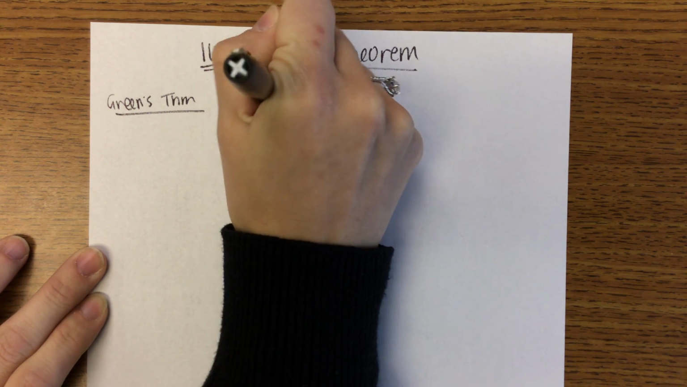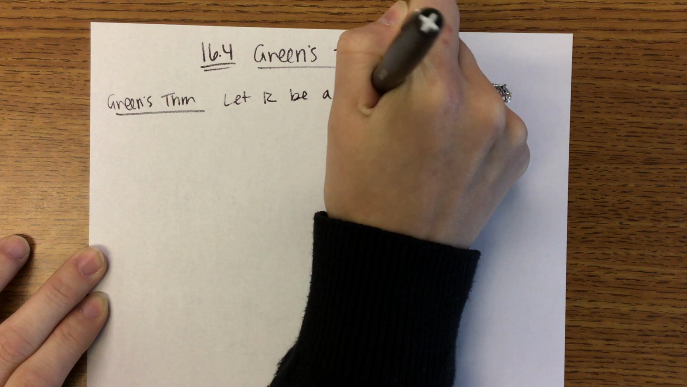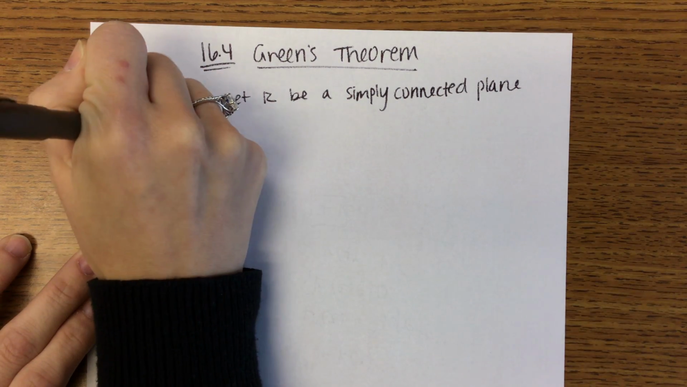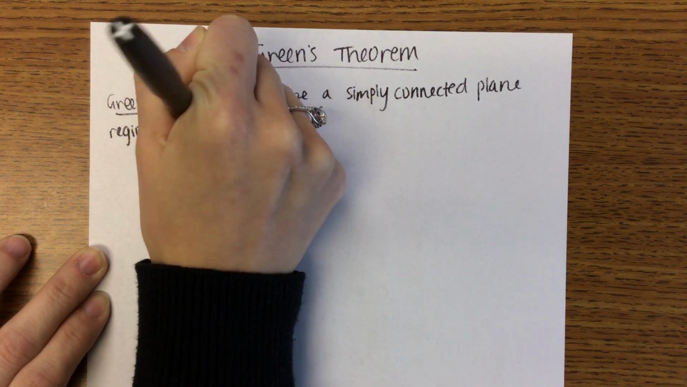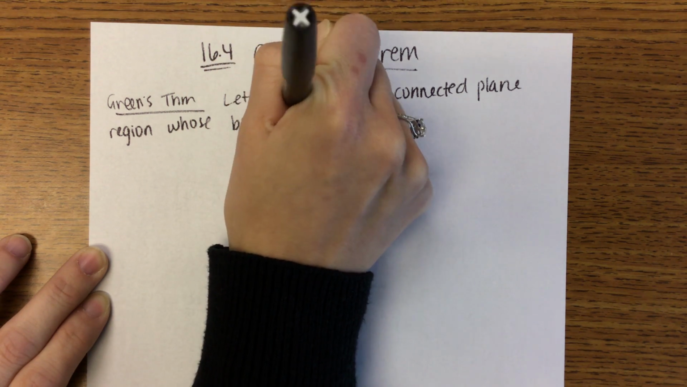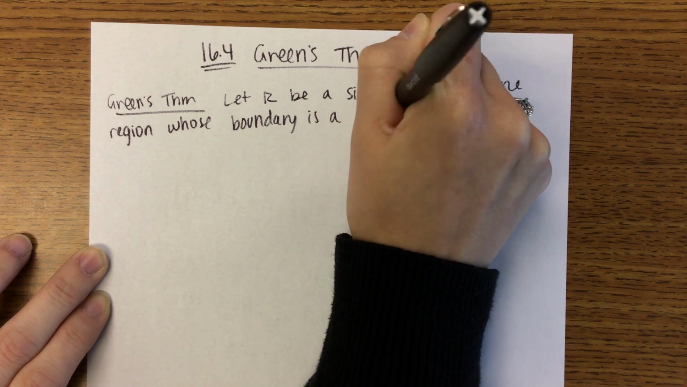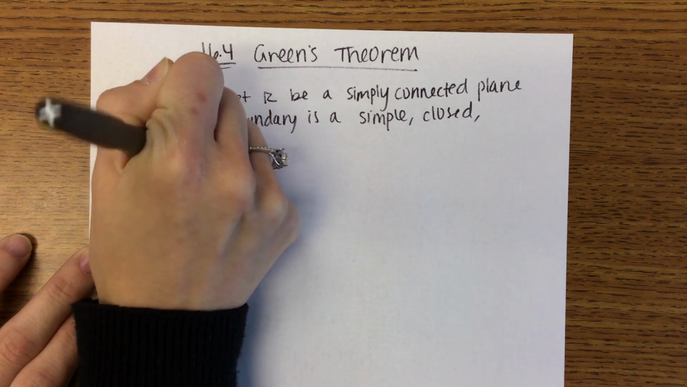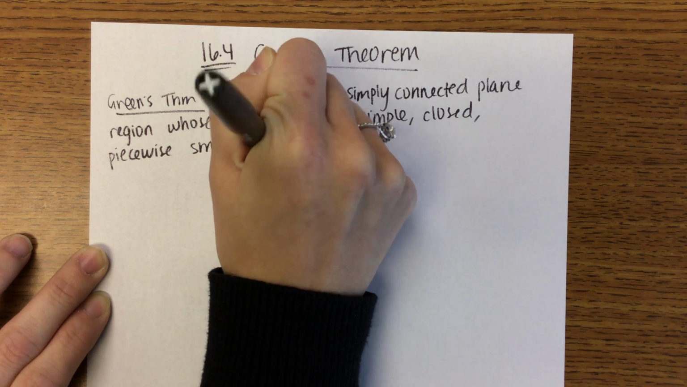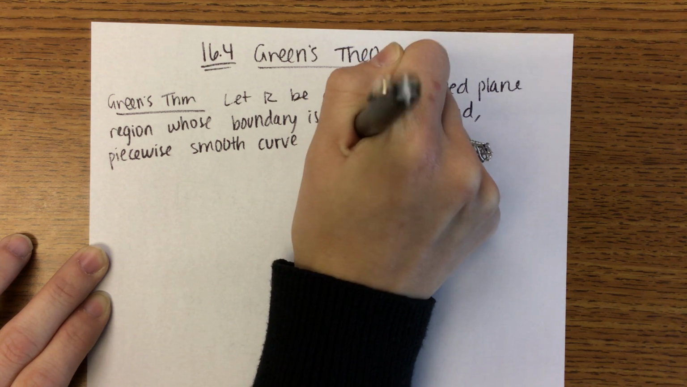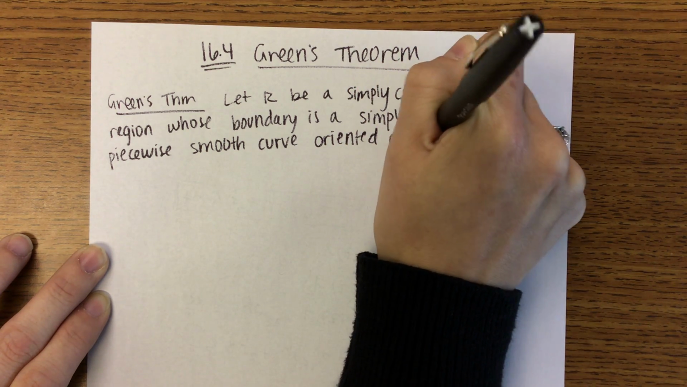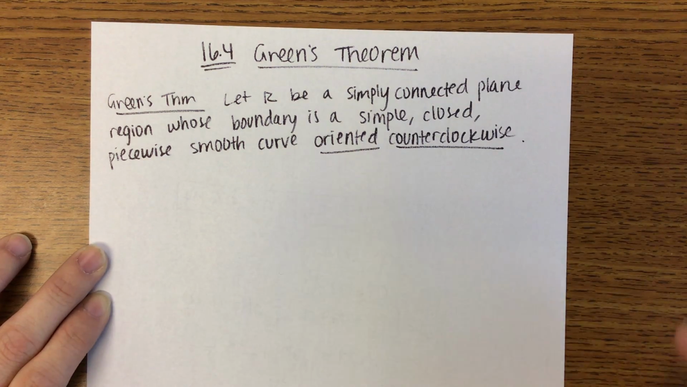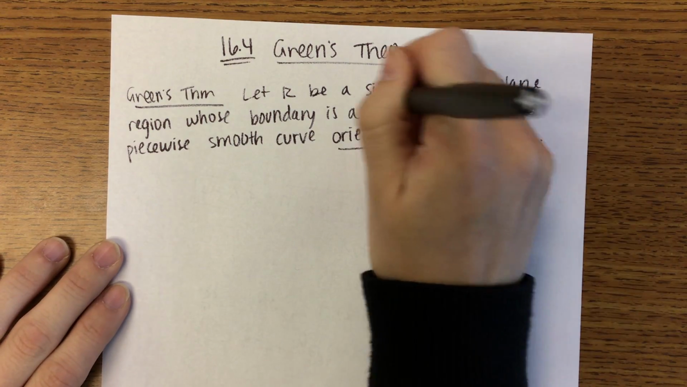Okay, so let R be a simply connected plane region whose boundary is a simple closed piecewise smooth curve oriented counterclockwise. That is incredibly important. Okay, what does it mean to be simply connected plane region?